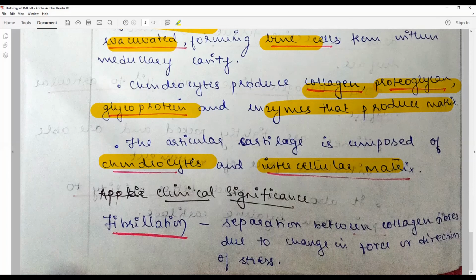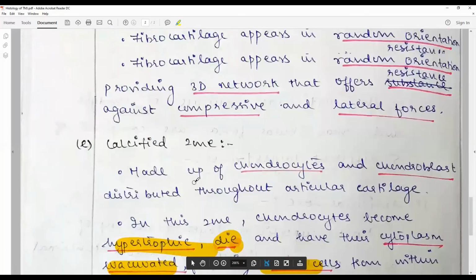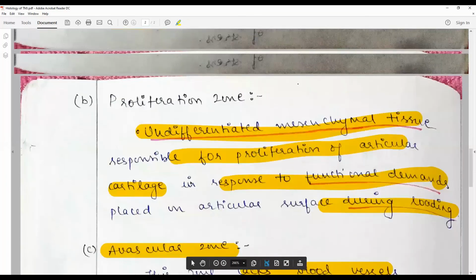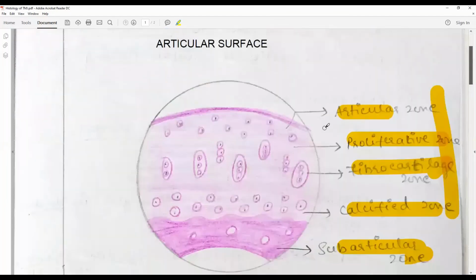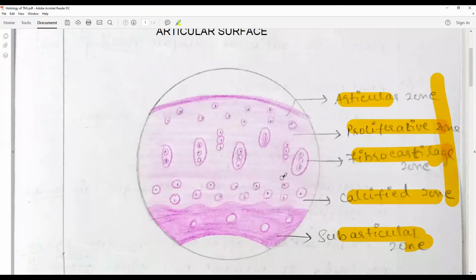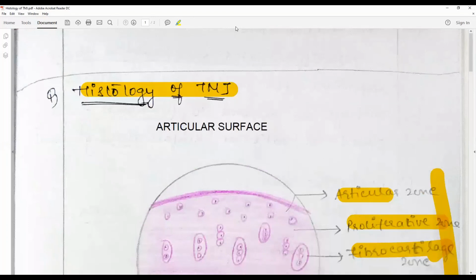Clinical significance of the entire part is fibrillation. When the joint collagen fibers disengage, you get defibrillation in direction. Then you have developmental abnormalities of the condyle. Then you have autoimmune disease or sepsis causing the degeneration of the articular surface, leading to what we call TMJ ankylosis. With that, we come to the end of the histology of TMJ.